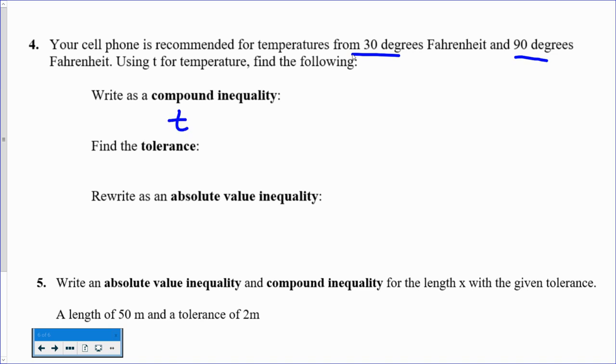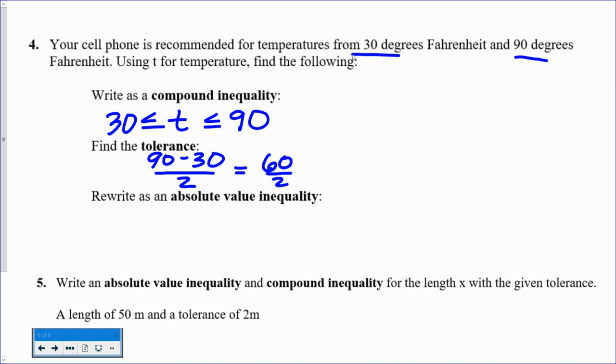So T for temperature, we have to stay below 90 so our phone doesn't get too hot. But we also have to be above 30 so our phone doesn't get too cold. Now we'll have to calculate the tolerance again. If you can do this in your head, great. If not, subtract your highest and lowest and cut it in half. So we would get 60. 60 divided by 2 would be 30. So 30 degrees would be our tolerance. So we can't go over 30 from the desired temperature.